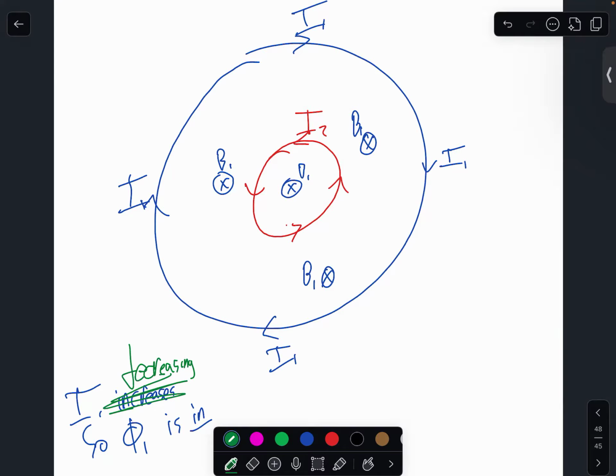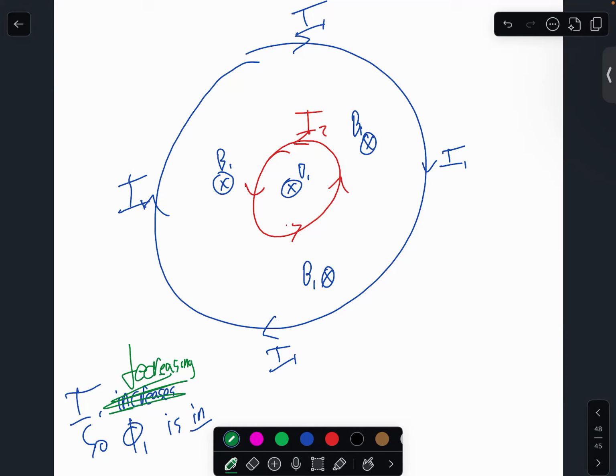Okay, let's see what everyone thinks. Not getting very many votes here, but the majority is saying in, which is correct. If I've got less and less in, I oppose that decrease. I oppose the loss of in. I make up for that change by pointing in as well.